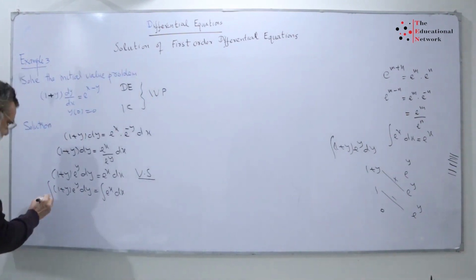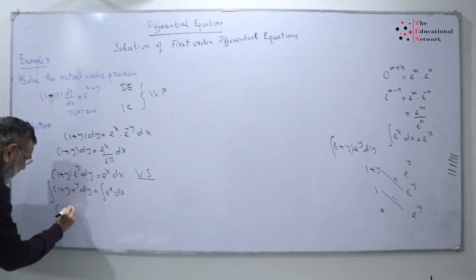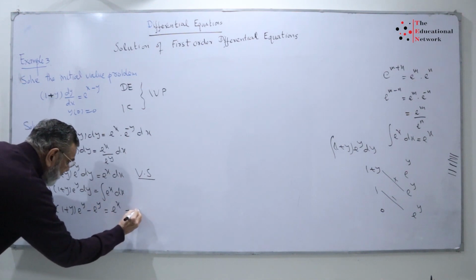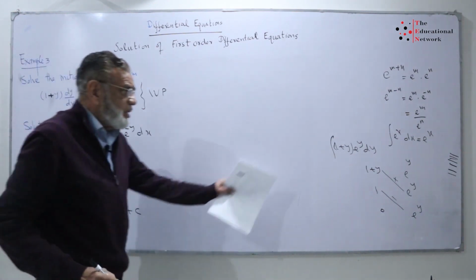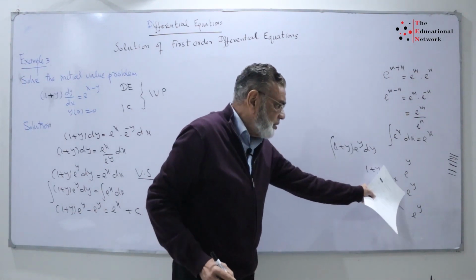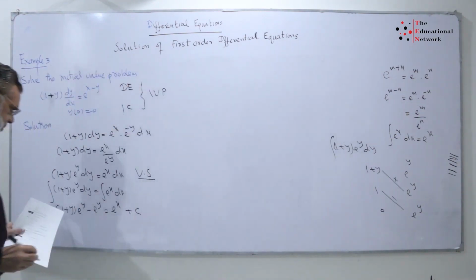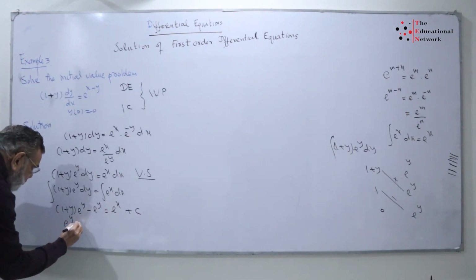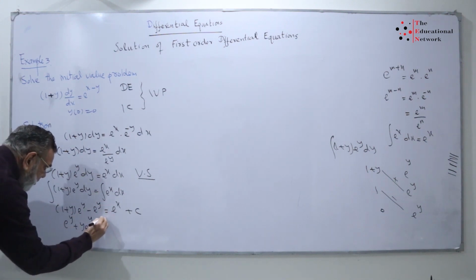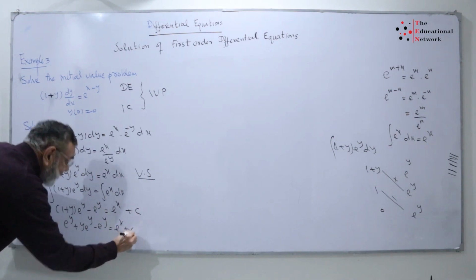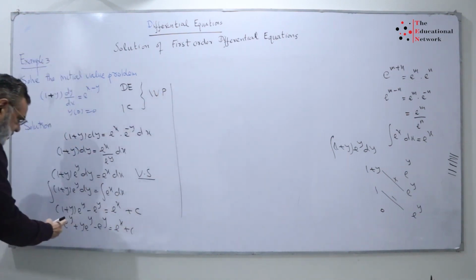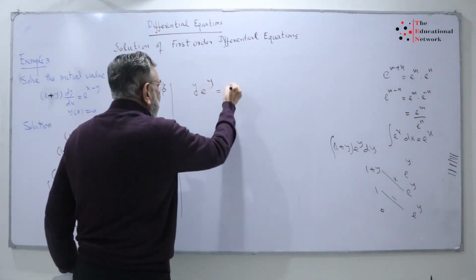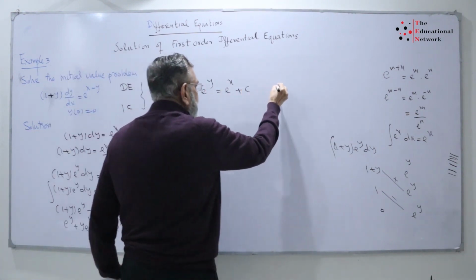So the integral of this one is 1 plus y e to power y minus e to power y is equal to e to power x plus constant c. We can solve it very easily. Simplifying, I get e to power y plus y e to power y minus e to power y is equal to e to power x plus c. When we simplify this, the e to power y cancels with e to power y. I get y e to power y is equal to e to power x plus constant c. This is my general solution.